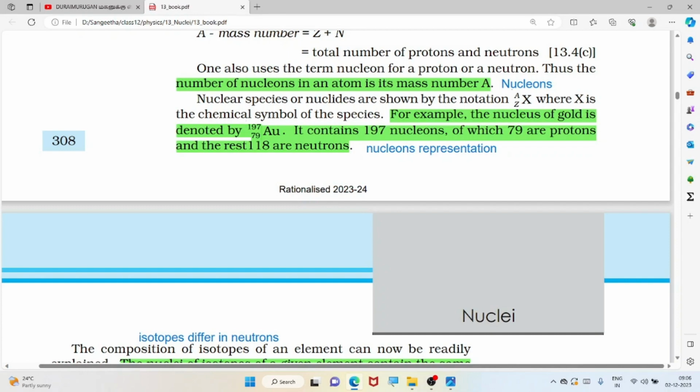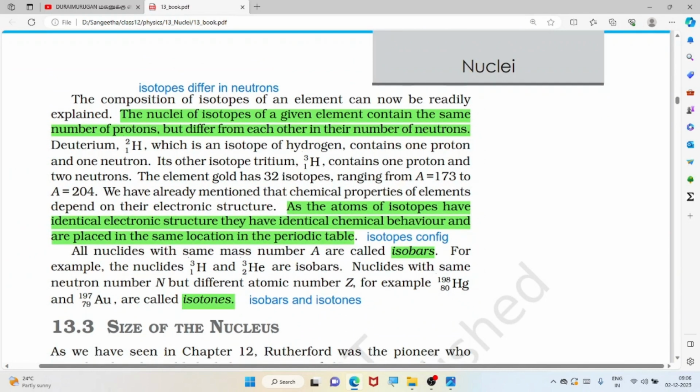This is how we represent the element, with the atomic mass on the top and the atomic number at the bottom. If you take the isotopes of hydrogen, they differ in the number of neutrons only. The atomic number will be the same, one only, but the atomic mass is different because of the different number of neutrons. The first isotope has 1 neutron, the second has 2 neutrons, the third has 3 neutrons.